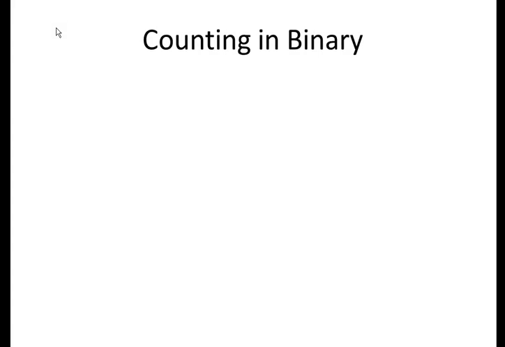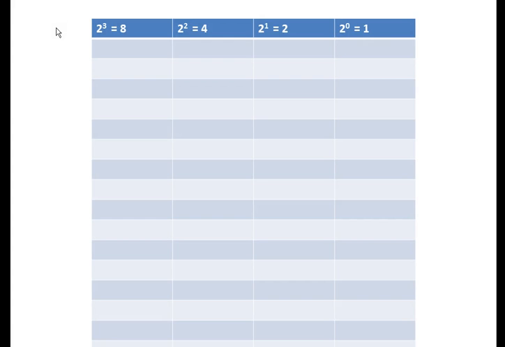Right, counting in binary. Let's count in binary from 0 up to 16. As you can see from this table, the column on the right hand side, or the least significant bit position, is weighted 1, or 2 to the power 0. The next significant position is weighted 2. The next is 4. And the most significant position on the far left hand side is 8.